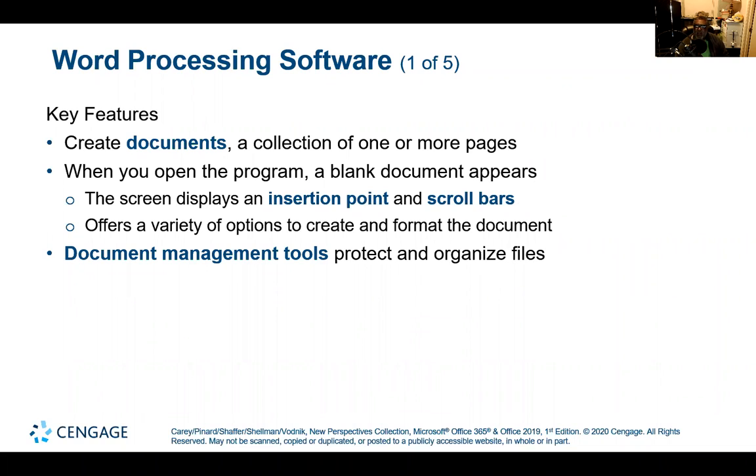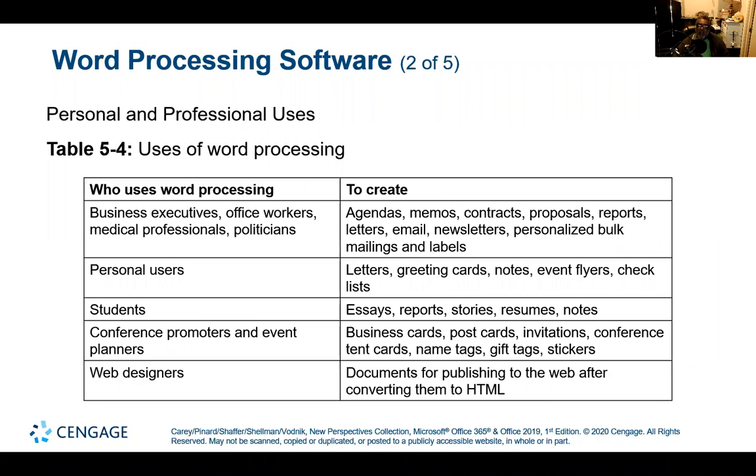Word processing software. Key features to this is that it creates documents, a collection of one or more pages. When you open the program, a blank document appears. The screen displays an insertion point and scroll bars. Offers a variety of options to create and format the document. Document management tools protect and organize files. Here you see some of the word processing features that are out there.